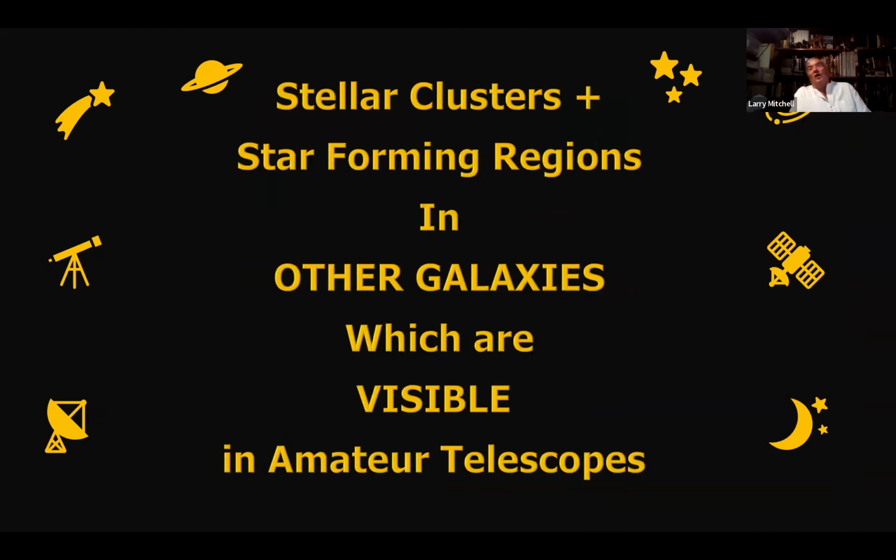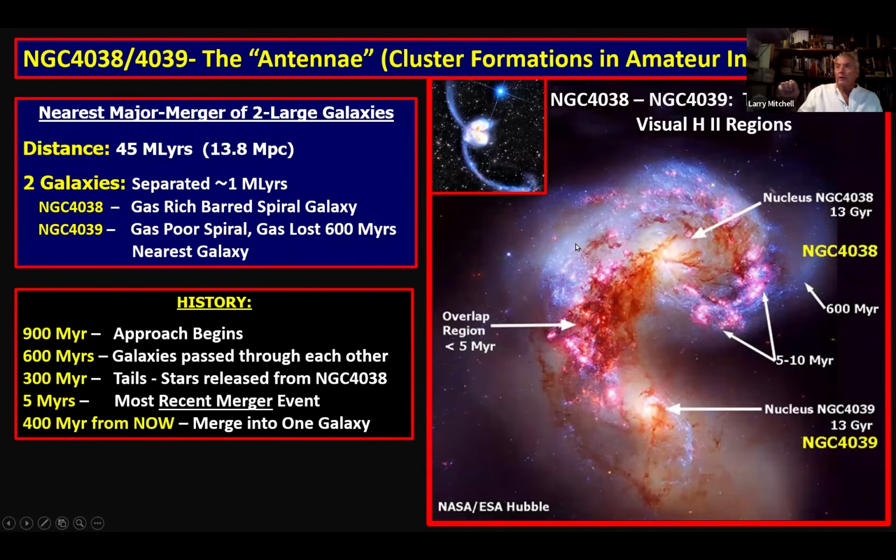So stellar clusters and star-forming regions can be seen in other galaxies, which are visible in amateur telescopes. I love doing this kind of stuff. It's really nice to be able to see detail in other galaxies. And I'm going to run through some of this pretty quickly. But this is NGC 4038, 4039, the Antennae.